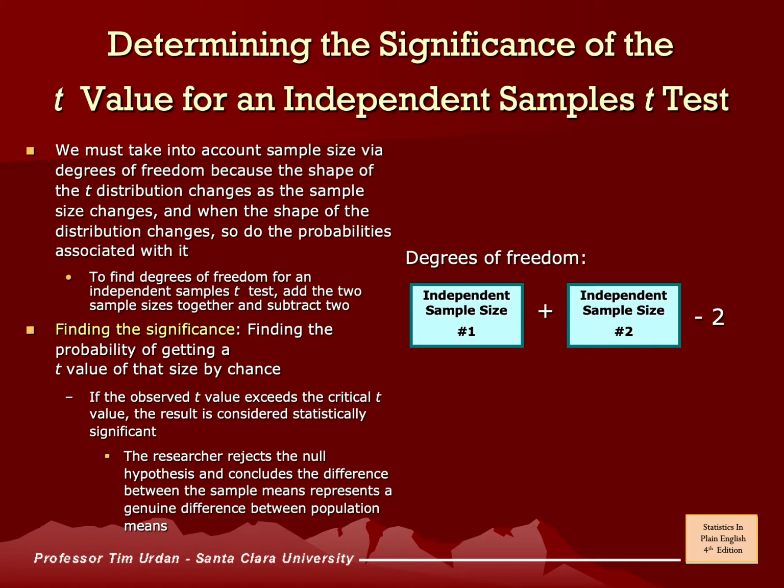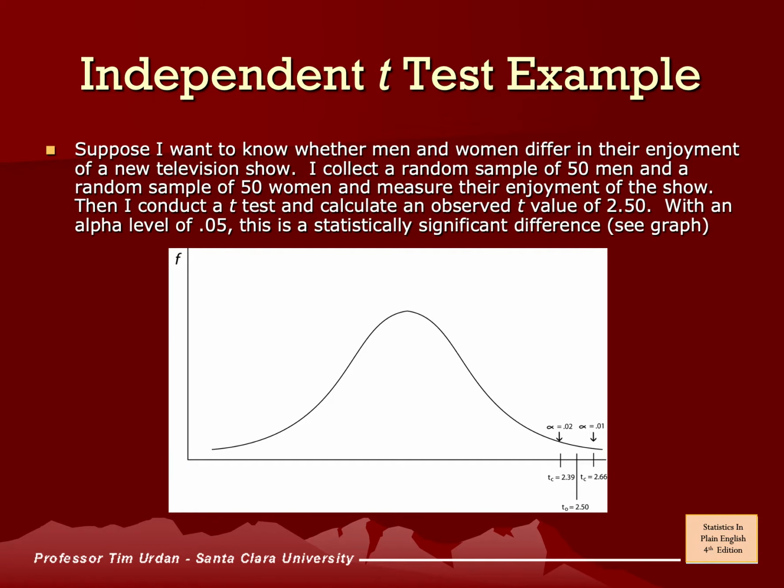So the observed one is the one we calculate, the critical one is the one we need to meet. If it's exceeded or greater than, then it's significant, which means the researcher will reject the null hypothesis. If the opposite is true, we will fail to reject the null hypothesis. So with this test, we're looking at a critical value for the t-value and our actual observed calculated t-value.